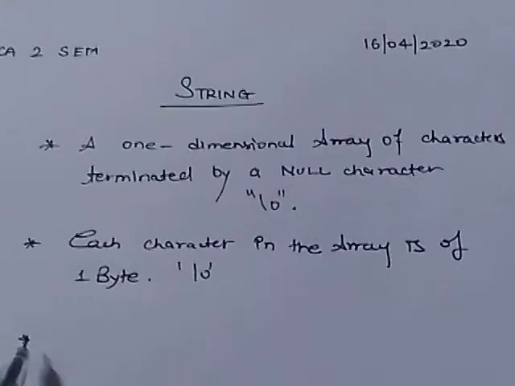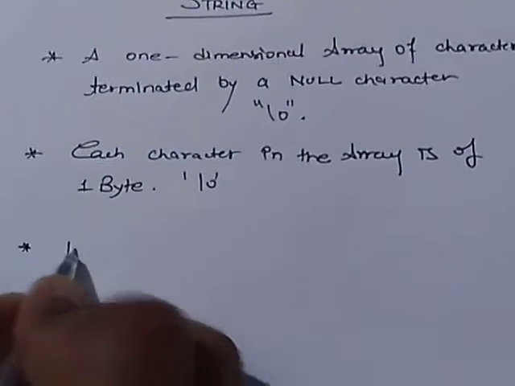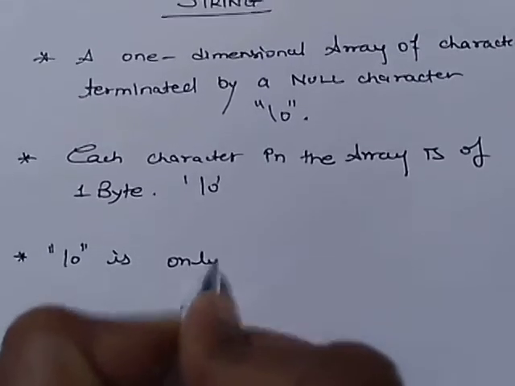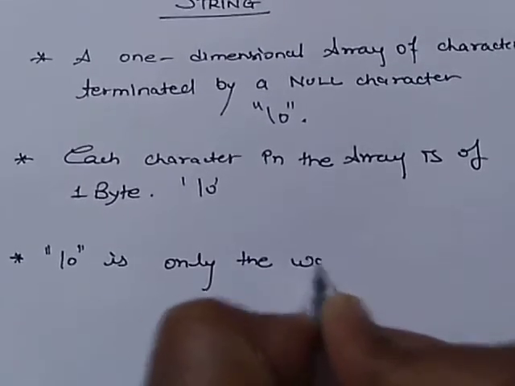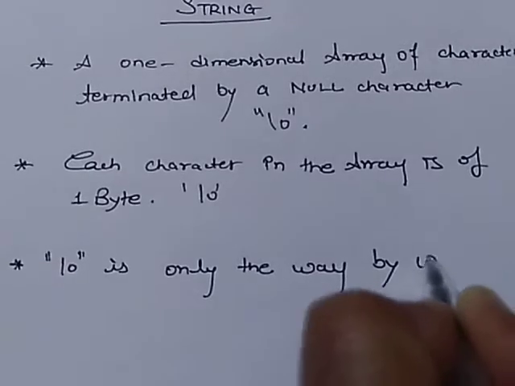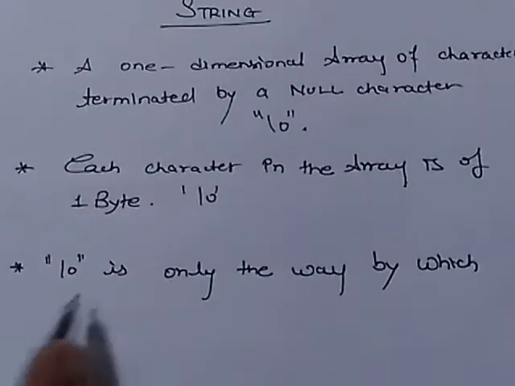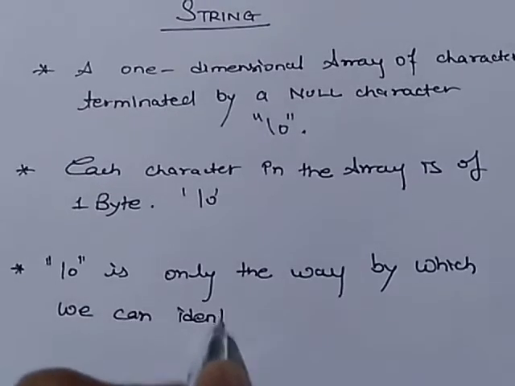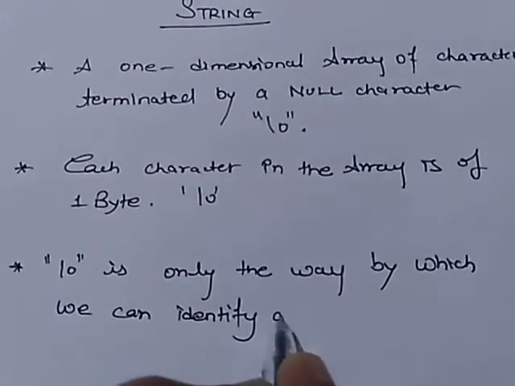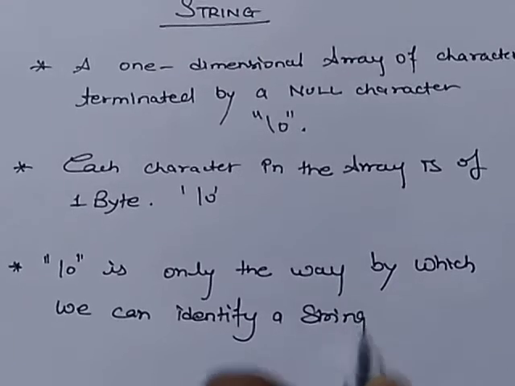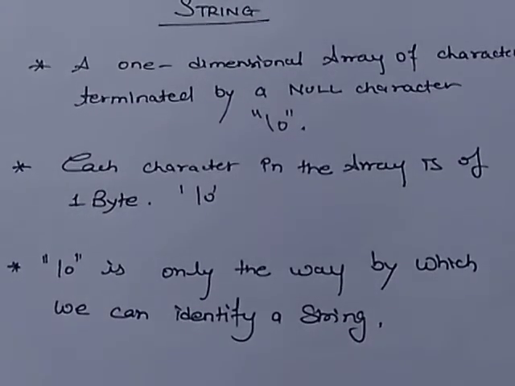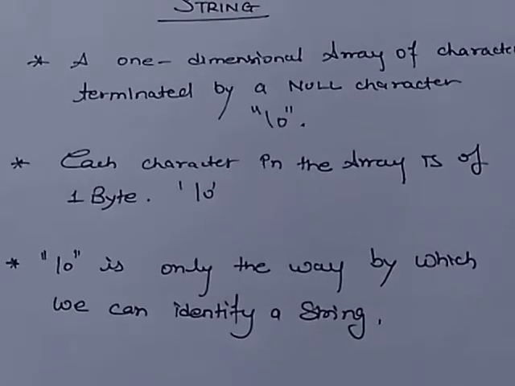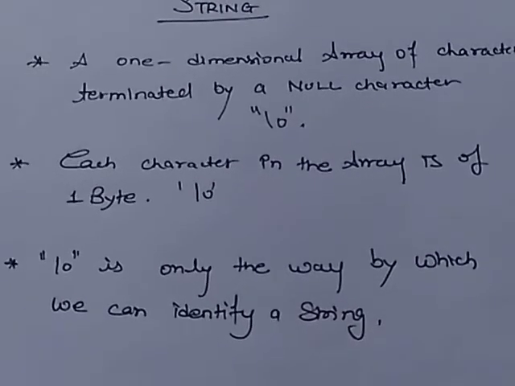Now, the null character is the only way by which we can identify a string, because arrays and strings look similar, but in case of string the null character must be the last character.